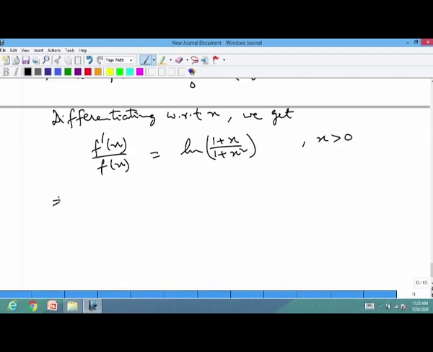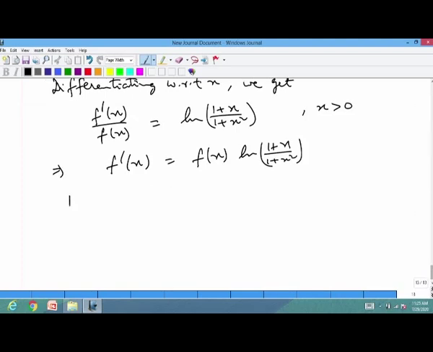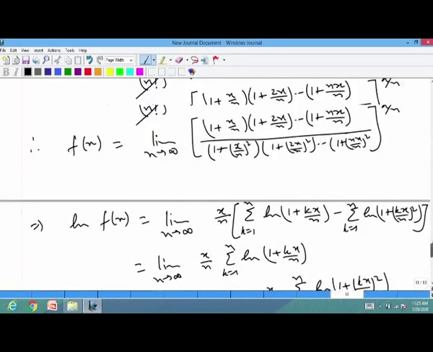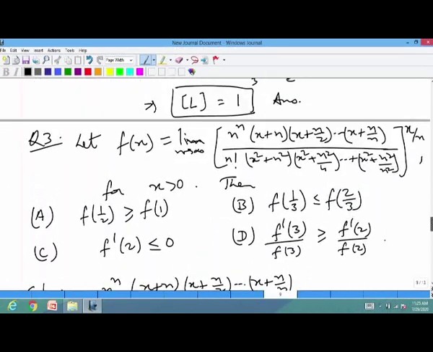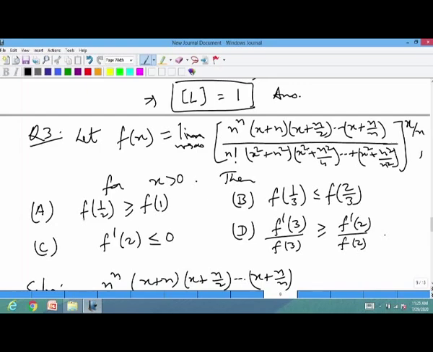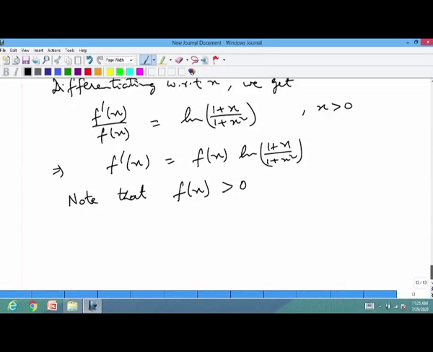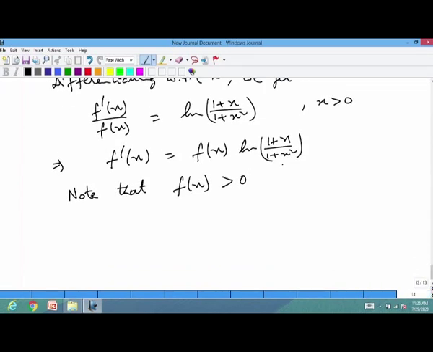So, this implies f prime x is equal to f x times log of (1 plus x) by (1 plus x square). Note that f x is clearly positive, because f x was, if x is positive, then this term is positive for every n. So, f x is positive, and what about log of (1 plus x) by (1 plus x square)?